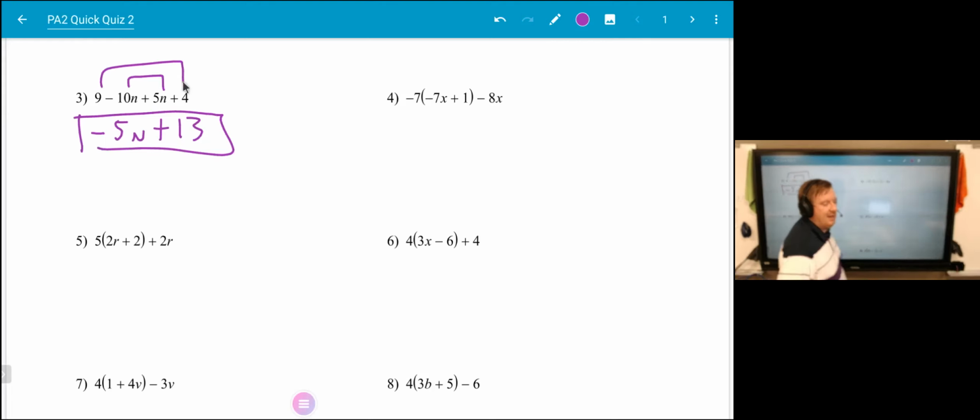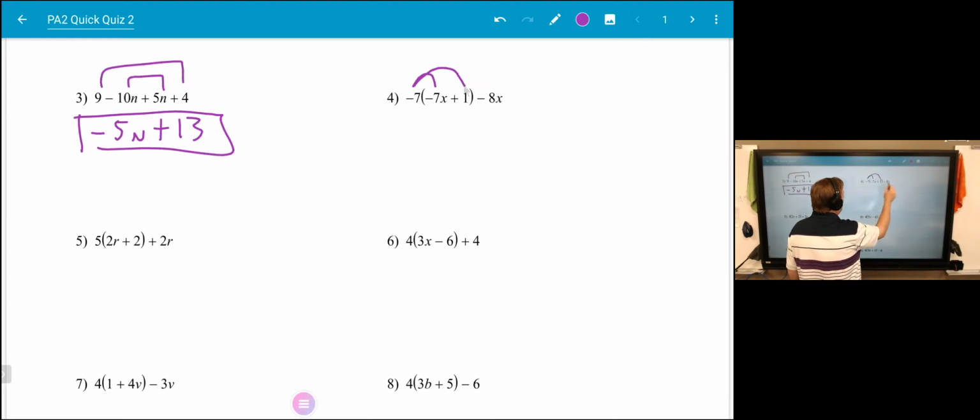Now we get into our distribution. We need to distribute. When we do that, we multiply to the inside. Negative 7 times negative 7x, negative 7 times 1. That minus 8x on the outside is not being distributed to, so leave it out there.